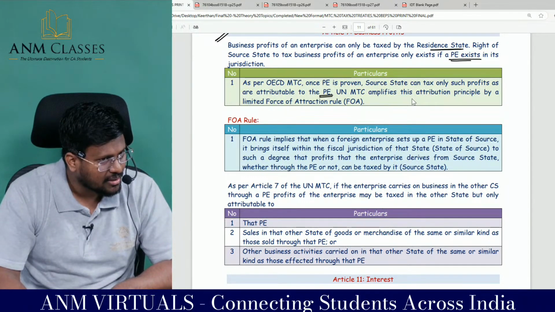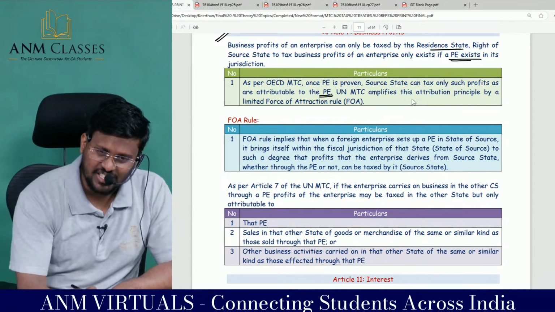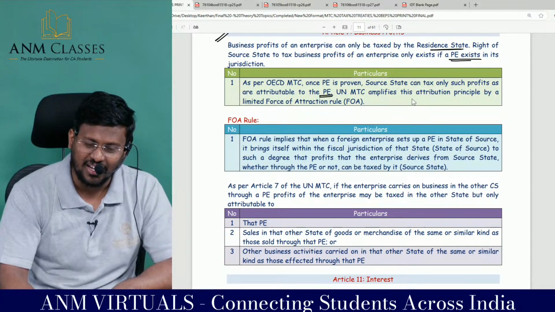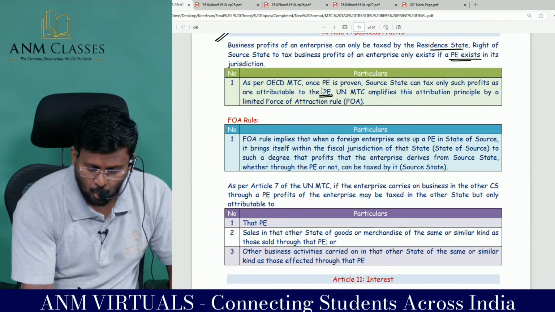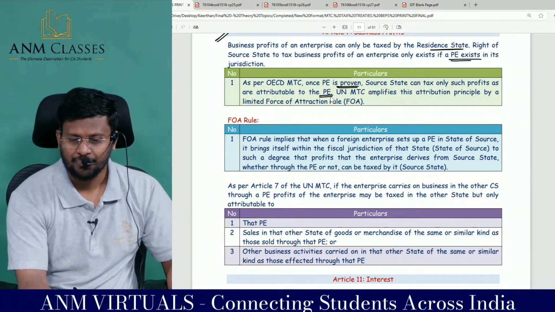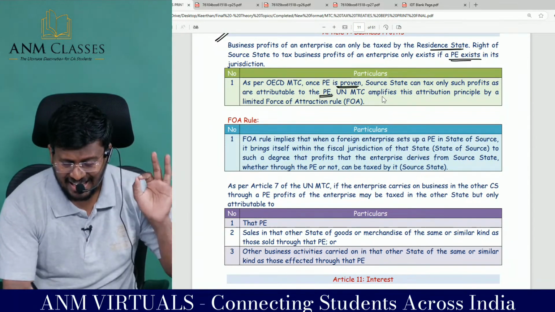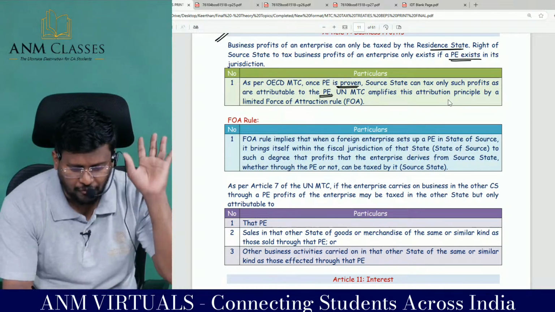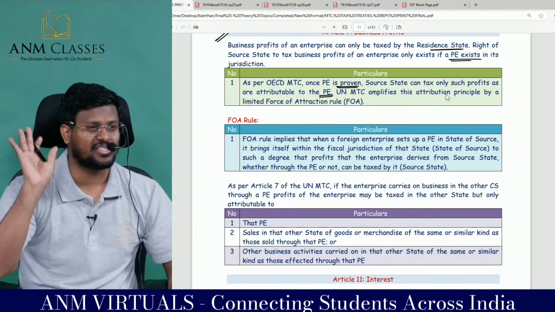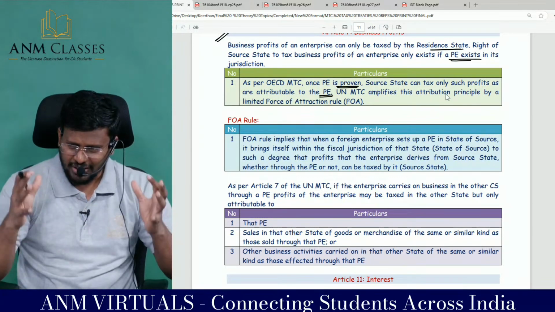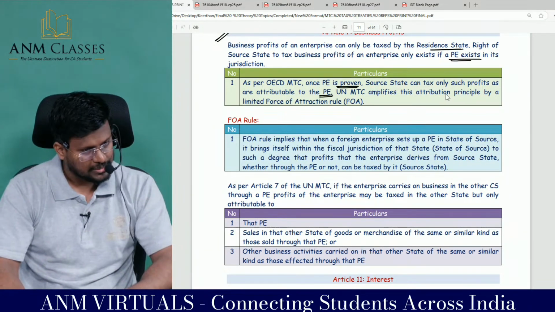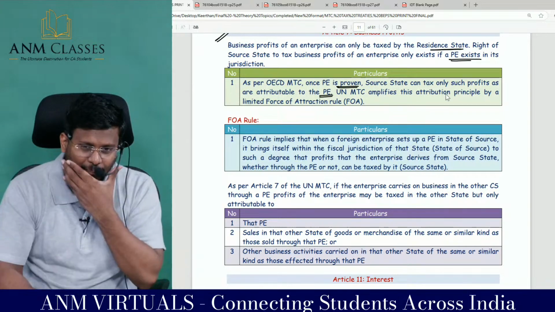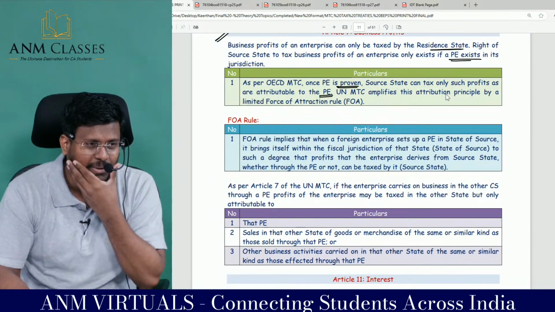Are you understanding? OECD explained this very happily, as per the OECD model tax convention. Once a PE is proven, the source state can tax only such profit as is attributable to the permanent establishment. Whatever profit is attributable to that permanent establishment will be taxed in the source country. You tell me.